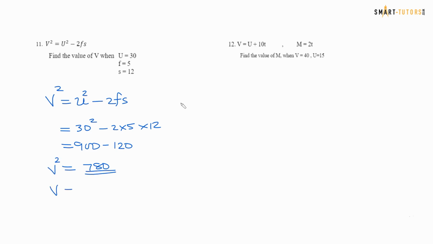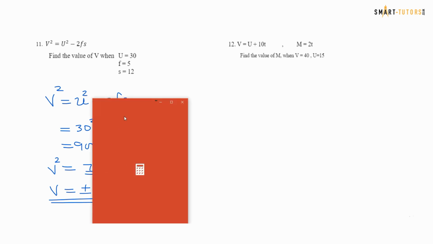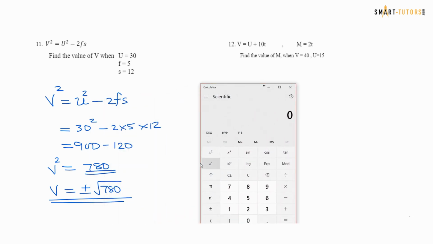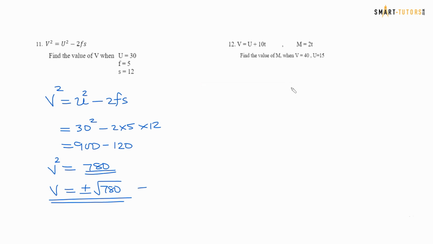So v equals plus or minus square root of 780. I'll leave it as it is, but if they're asking to find the value of v, you can find the answer in decimals and then round to 2 decimal places or something like that. So the square root of 780 is 27.93. So plus or minus 27.93 to 2 decimal places.